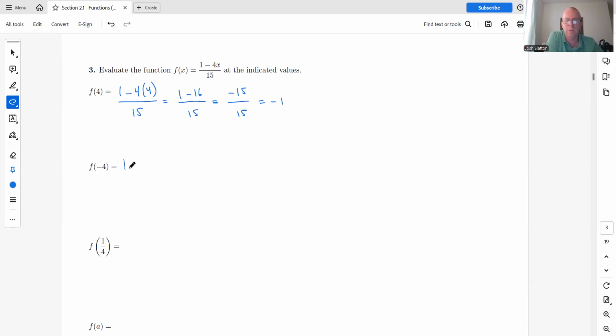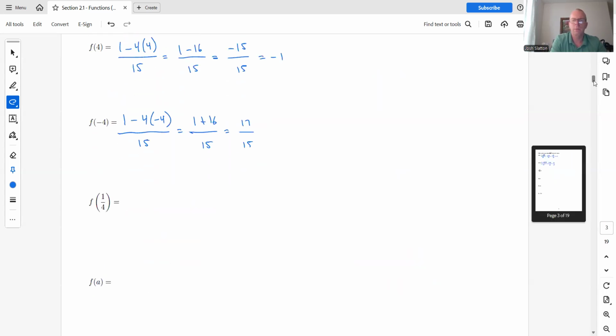Plug in negative 4, we get 1 minus 4 times negative 4 over 15. That gives us 1 plus 16 now. So you have the negative 4 times negative 4 gives us plus 16 over 15, and that is 17 over 15. And we can't simplify that anymore.